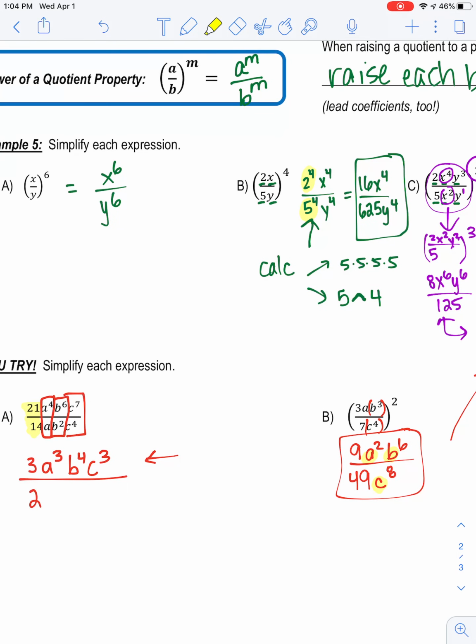Check and see how you did with those and make any corrections. And if you have any questions, please ask your teacher.